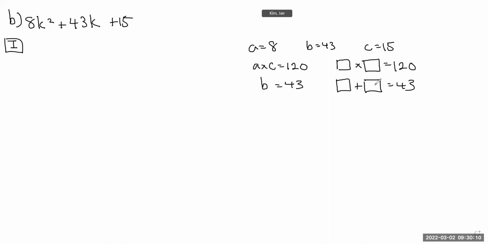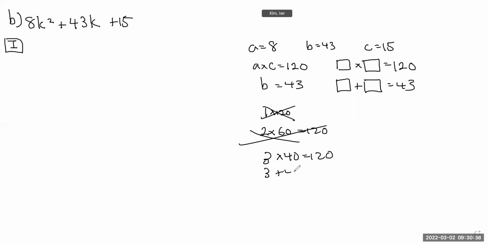Okay, so we've got ourselves a suggestion, 40 with 3. When in doubt, everyone, please try writing it out. Okay, 1 times 120 gives me 120. But if I add that together, it is not going to be 43. 2 times 60 will give me 120. But if I add this together, it is not 43. 3 times 40 gives me 120. But if I add that, hey, it does.